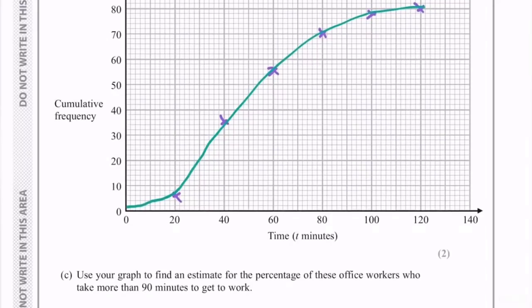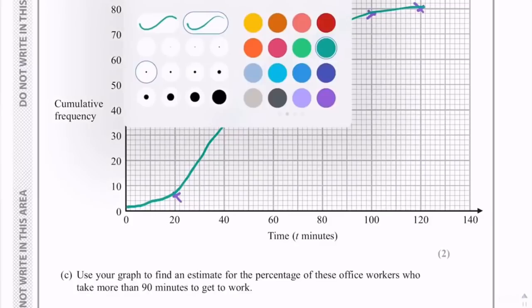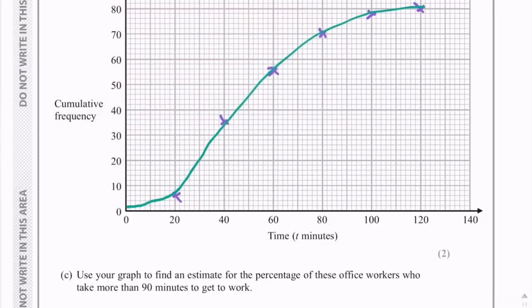Now part C says use your graph to find an estimate for the percentage of these office workers who take more than 90 minutes to get to work. So first of all we need to find how many take more than 90 minutes. Now 90 minutes is down here in between 80 and 100. So using my graph, if I go up and see where that lands and then across, do it as best as I can, that is 75 based on my graph. So above that, from 75 up to 80, those extra 5 people are going to take more than 90 minutes. So I've got 5 people.